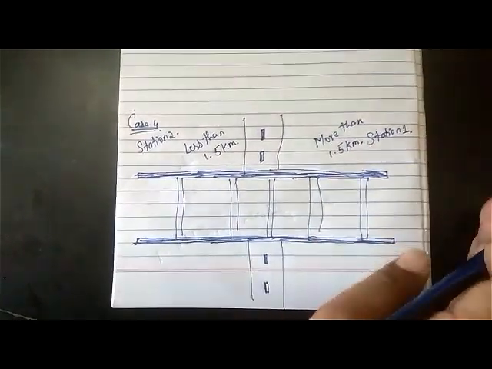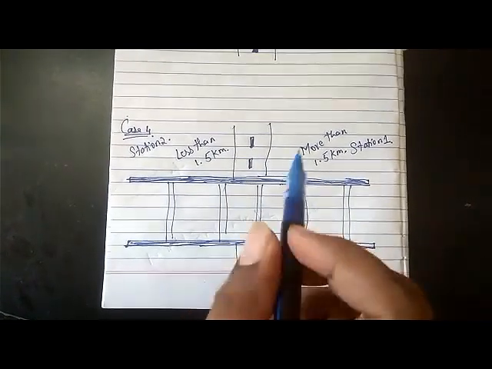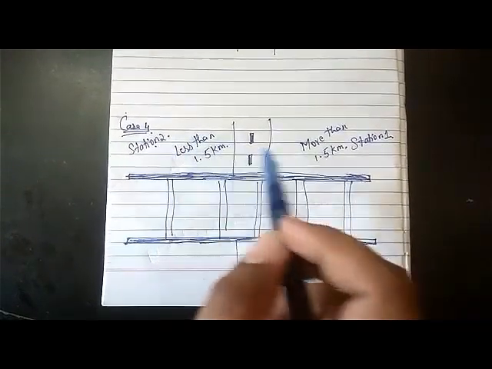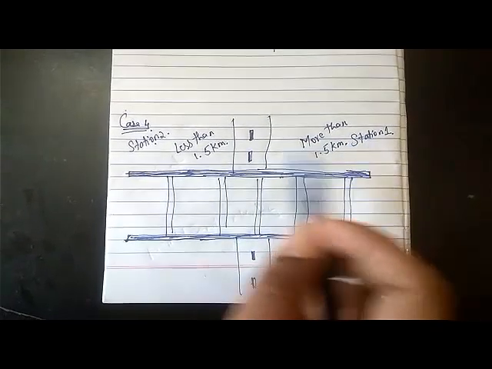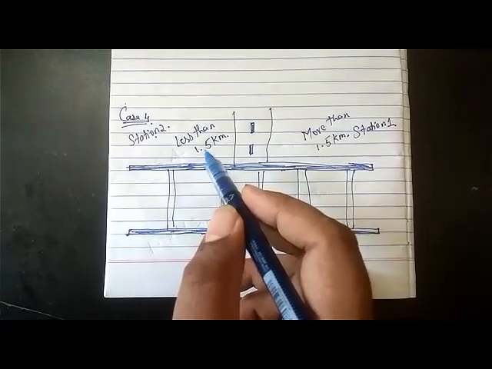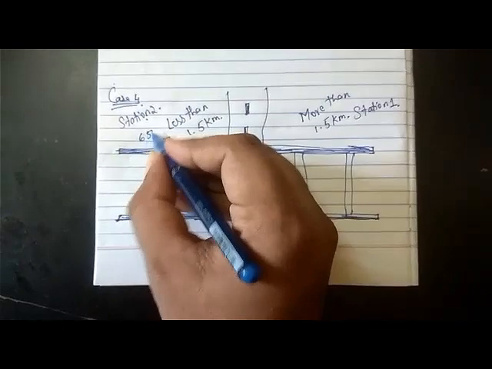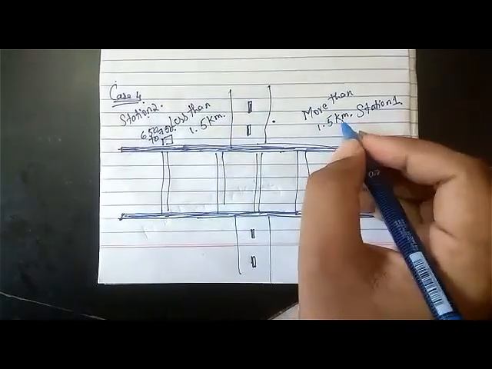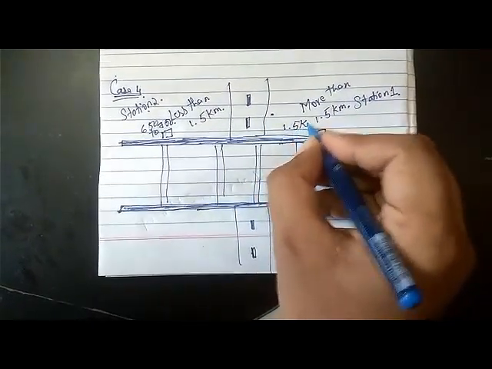So this is case 4. In case 4, this is the railway track, this is the level crossing. The level crossing is at a distance of less than 1.5 km from station 2 and more than 1.5 km from station 1. So in this, for the side that is less than 1.5 km, a sensor will be placed at 650 to 750 meters from the level crossing. And for more than 1.5 km, the sensor will be placed at 1.5 km from the level crossing.